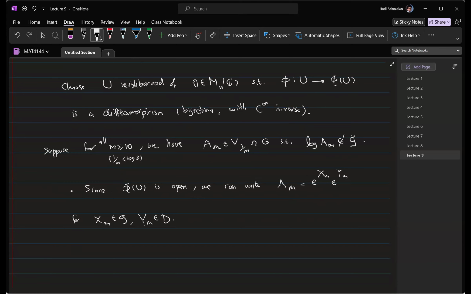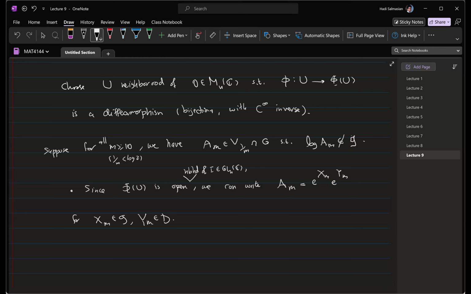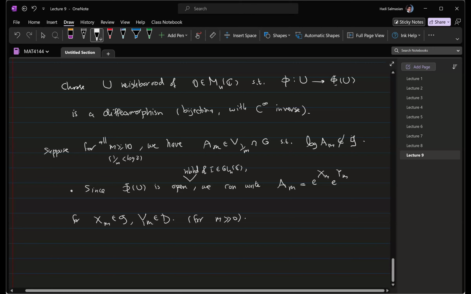This is an open neighborhood of 0, and these things are converging to, I shouldn't say 0, maybe identity. So this is an open neighborhood of the identity in G, of the identity in GLNC, not just G. So then the sequence AMs will lie in this neighborhood for sufficiently large m, and therefore, because it's in the image of phi, it can be decomposed as such. Okay, is it good so far? Everybody following what I'm doing?